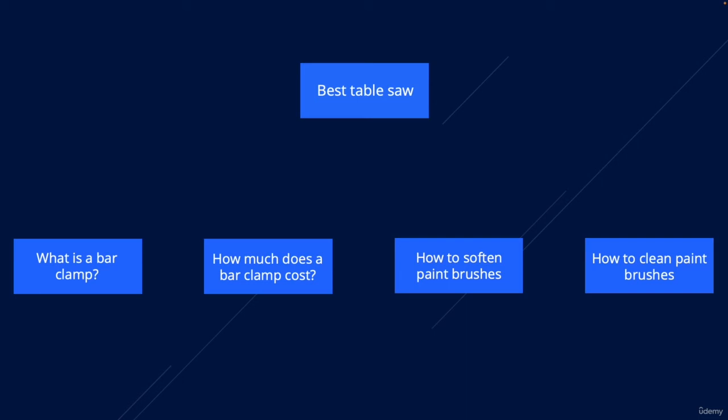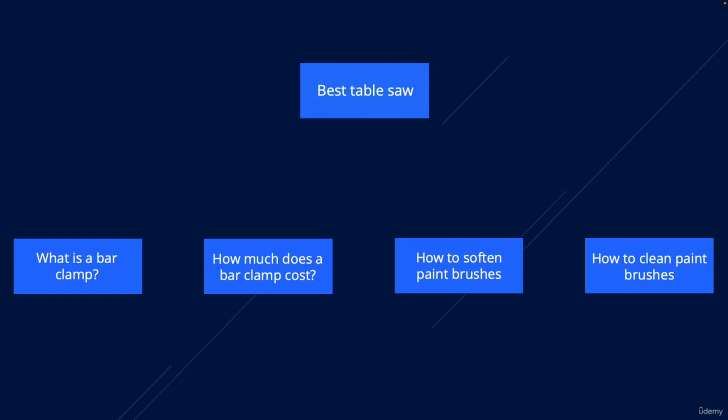We have number 1, what is a bar clamp? We've got how much does a bar clamp cost? So both of these are related to clamps. So this would be a clamp cluster. And then we have another 2 pieces of blog post content on the right side, which says how to soften paintbrushes and how to clean paintbrushes. So again, another keyword cluster. This cluster is all about paintbrushes.